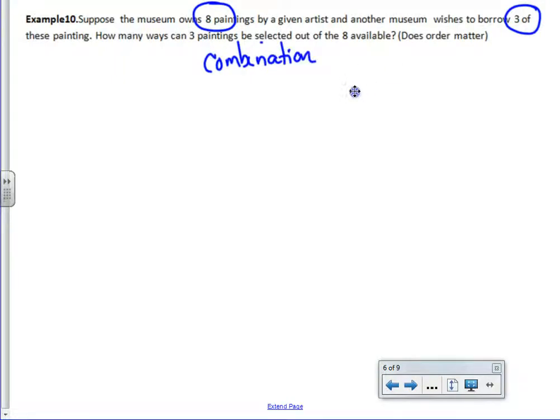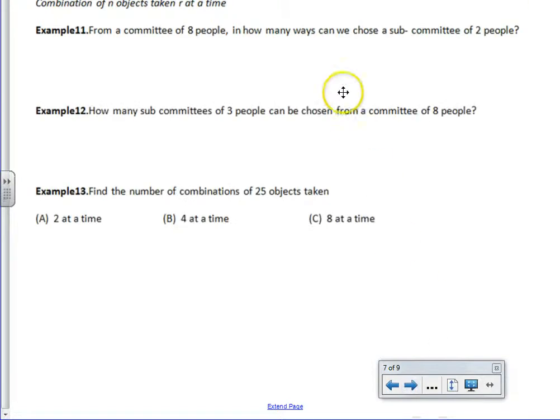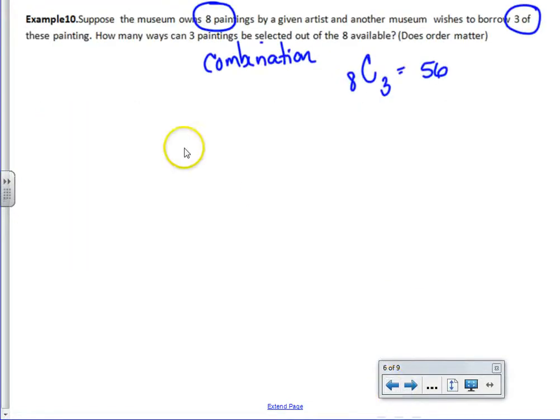Same place you found the permutation, you're going to find a combination. So this time, 8 combinations of 3. If you went ahead and did that on your calculator, they didn't even want to know the answer, but we could. It's 56. On the next screen, I'm going to show you the combination formula. Maybe, nope, I'll show it right down here.